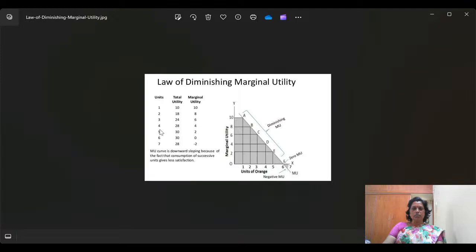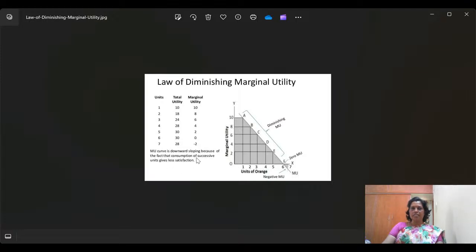Here, the fourth unit he consumed, he got 28 total utility, and the fifth unit 30. After the fifth unit, when he consumes the sixth unit, it will be constant. There is no increase in the total utility. Here the marginal utility is 0 because there is no difference between the total utility of the prior unit and the next unit. That is why it is 0. Then again if he continues with the same unit, what happens? It will be negative. So after reaching 0 marginal utility, it will decline further. Here, after the sixth unit, it will be negative. That is why it is called negative utility, -2.